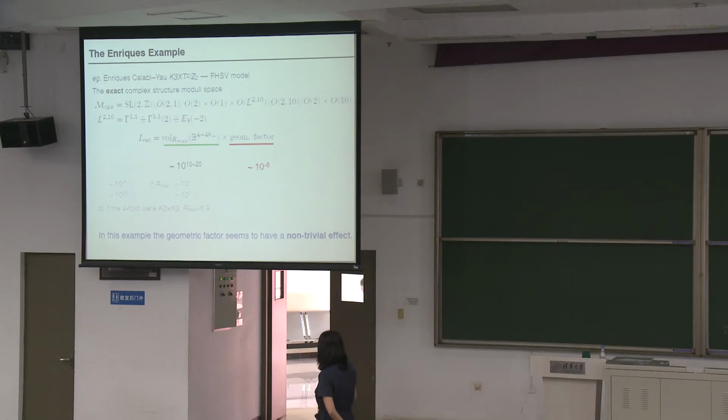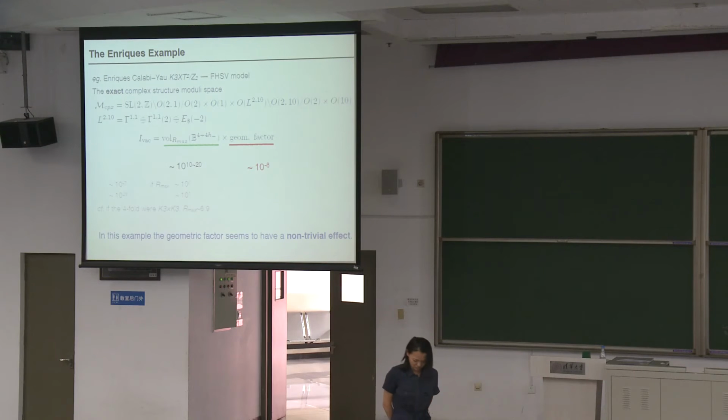And how about the first part? Well, for the first part, we can't say explicitly because we don't know the fourfold. But the fourfold is presumably very closely related to K3 times K3. And if we take that as an order of magnitude estimate, this first factor is 10 to the 10, 20, something like that. So we might say that the geometric factor seems to have a non-trivial effect. But this is just one example.